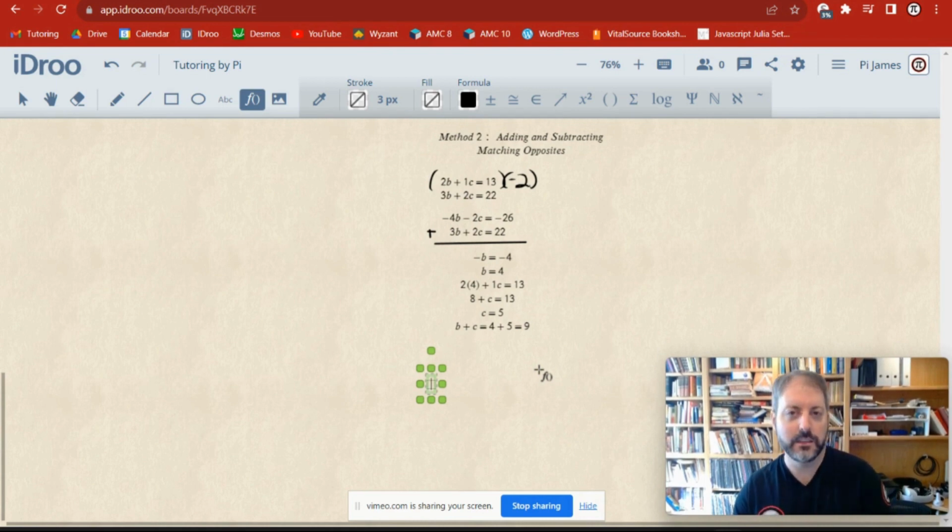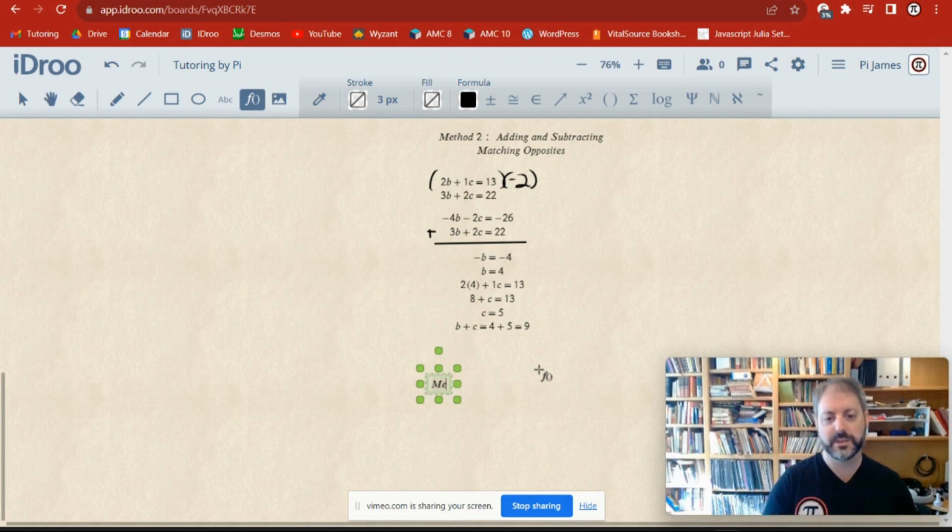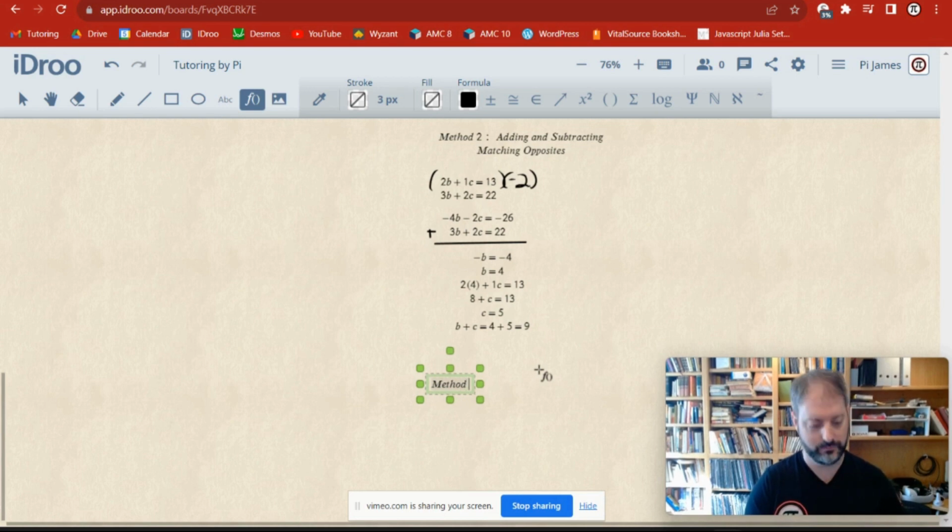Now, method 3 is also an adding and subtracting, but this only happens if you're kind of lucky, and it happens a lot on SATs because they want to see if you're paying attention, and it saves you a lot of time. So method 3 is really just a lucky method 2. We'll call it the lucky method 2.